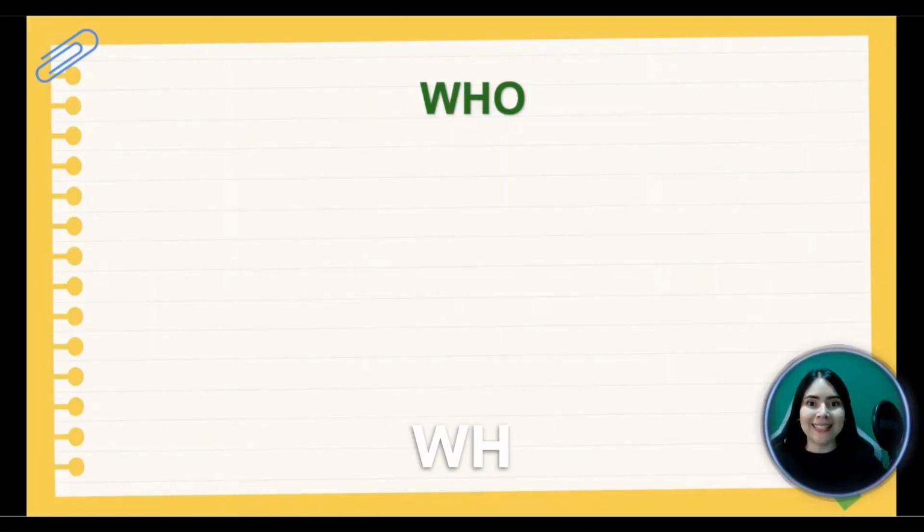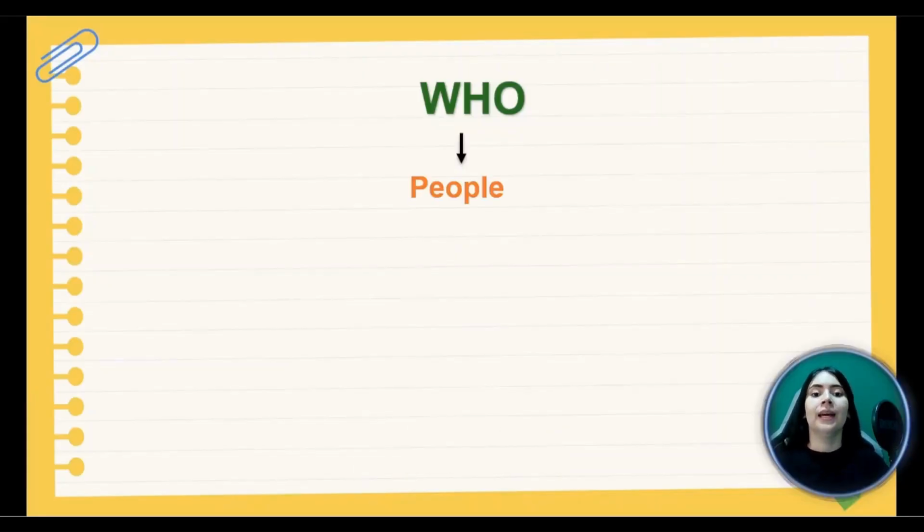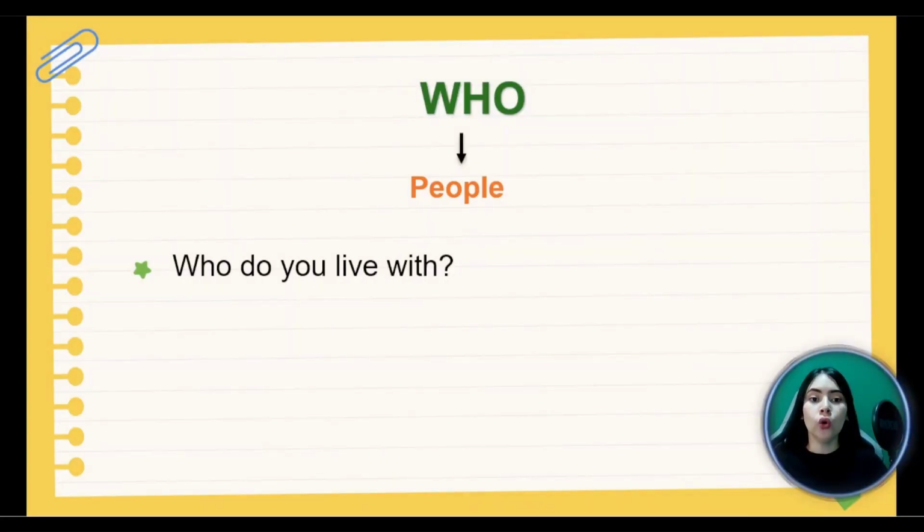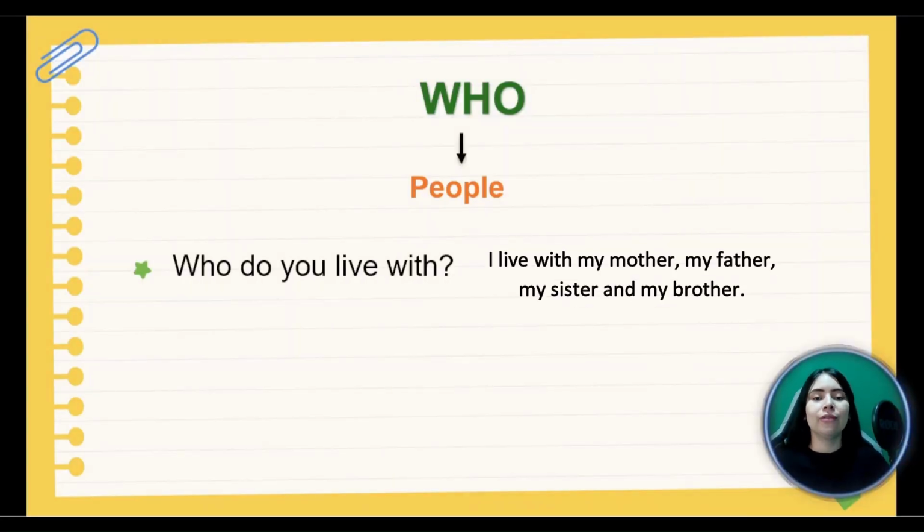Another WH is who. When we use this WH, we are asking about a person, about people. For example, who do you live with? I live with my mother, my father, my sister, and my brother.